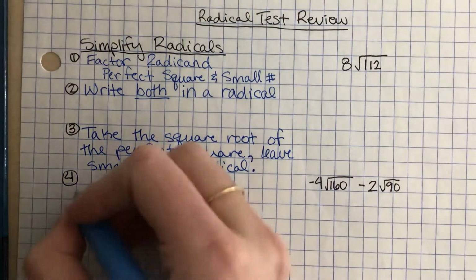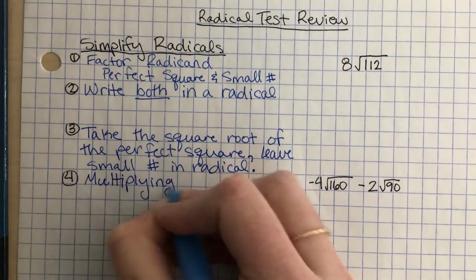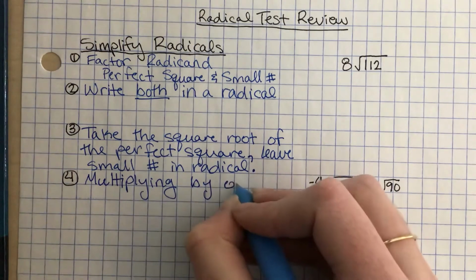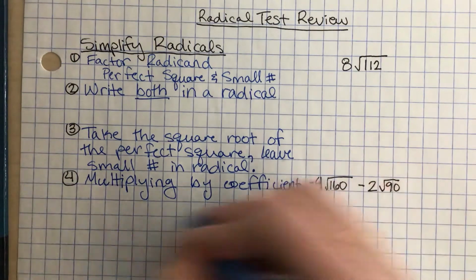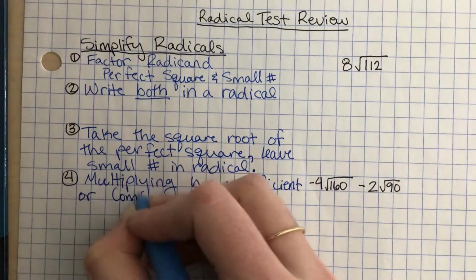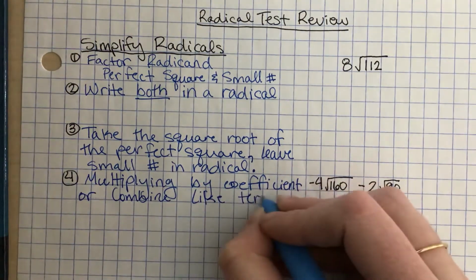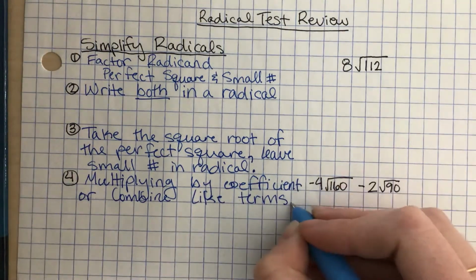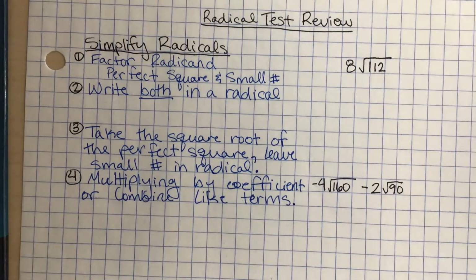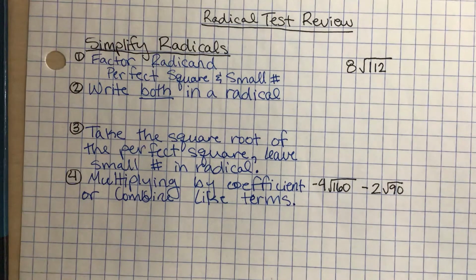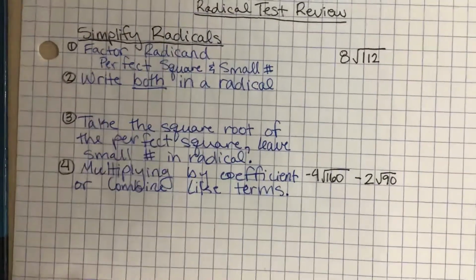And the final step is we want to make sure that we are either multiplying by any coefficient, any number that's out in front of our radical sign, or combining like terms. So that means we're either adding or subtracting that from any other radical that has the same radicand in that square root sign. So let's do a couple of these examples here.